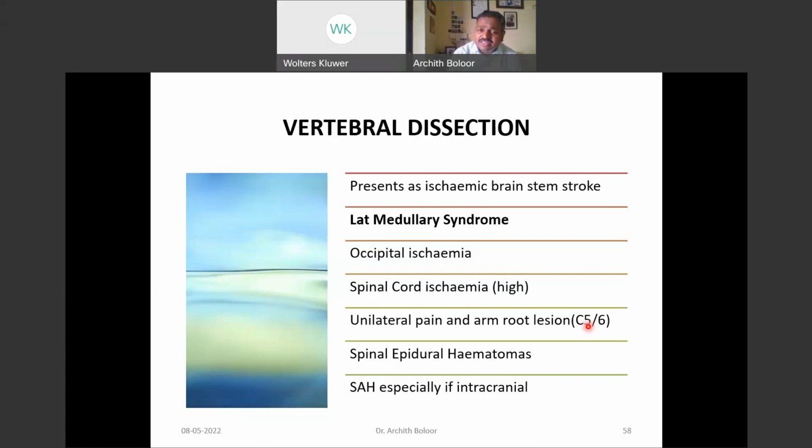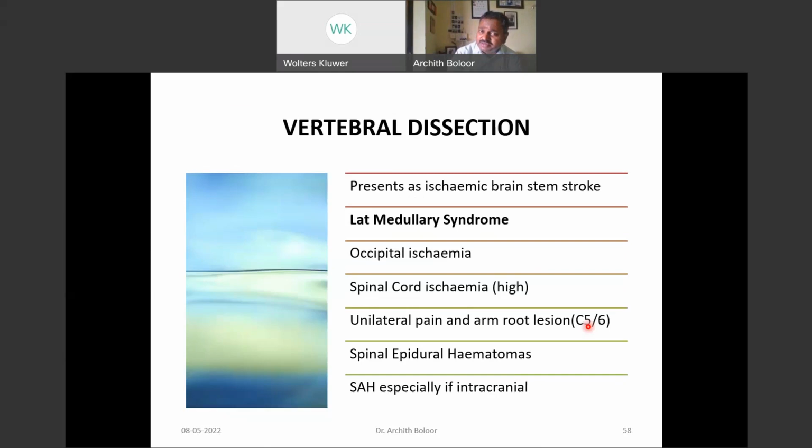Again, if the vertebral artery dissection occurs, it generally presents with brainstem syndromes, most commonly lateral medullary syndrome. Sometimes it can produce bilateral occipital ischemia. Spinal cord ischemia, very, very common with vertebral dissection, and they can sometimes present with epidural hematomas also.